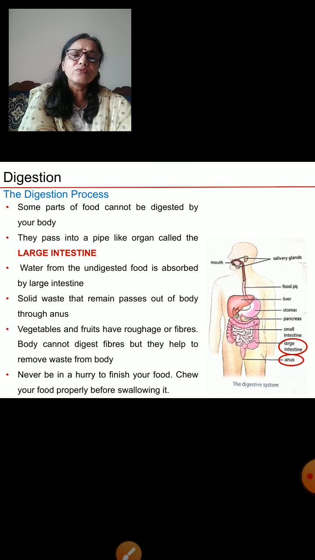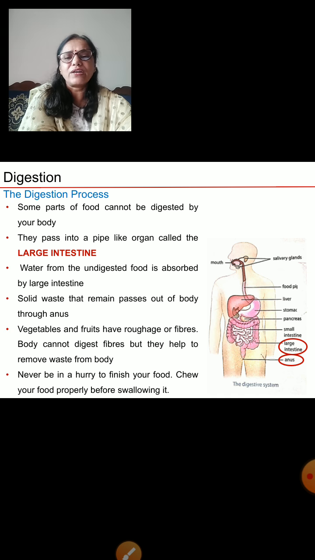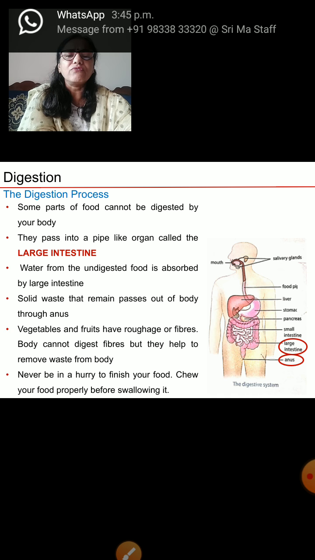Vegetables and fruits are very important for our diet, you know that. And they have the fibers. But the body cannot digest the fibers. But these fibers are important to remove the waste from our body.